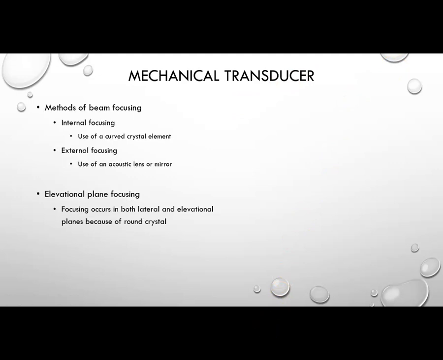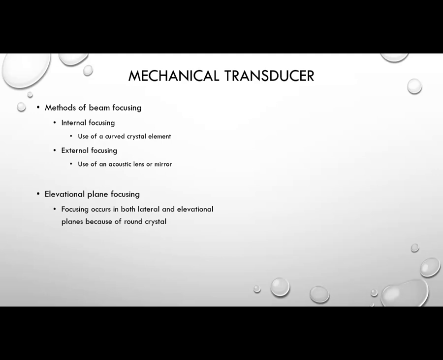So there's several methods of beam focusing that the manufacturer can use in order to set the focus of the transducer. One is internal focusing, they call it. This is where they literally shape the crystal itself so that it focuses the beam where they want it. Another is external focusing, and this is the use of an acoustic lens that they place over the crystal to focus the sound beam. So it's just like a light lens, and it will focus the beam down.